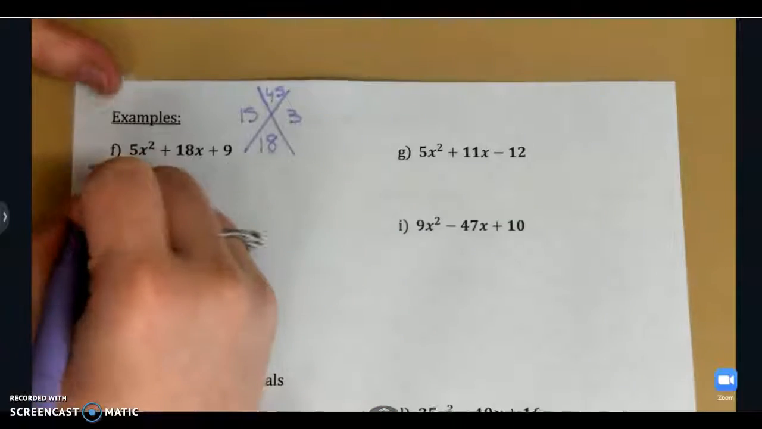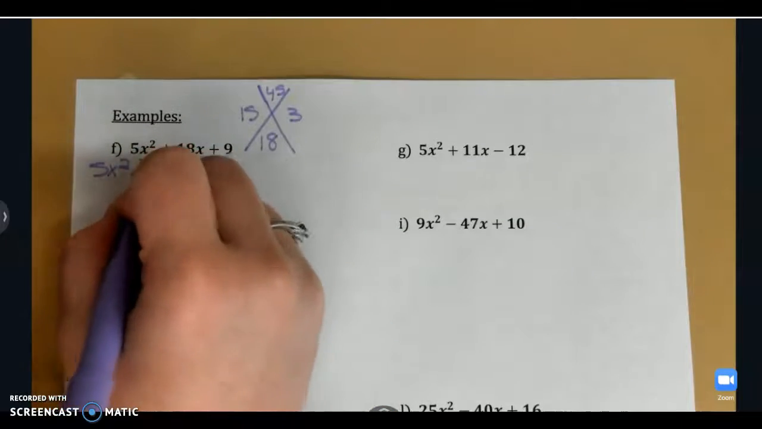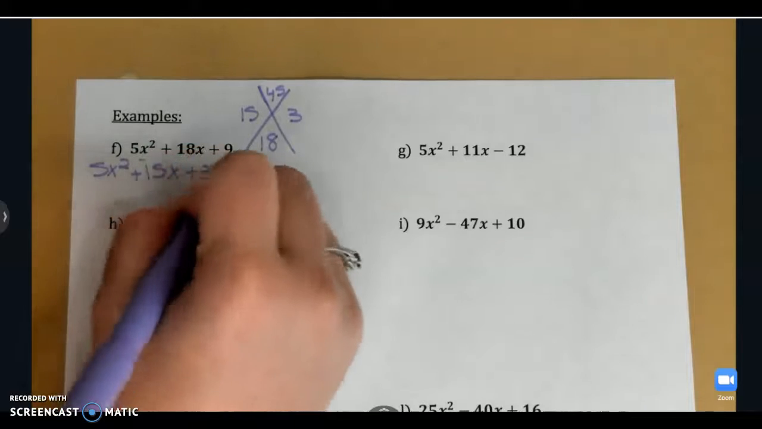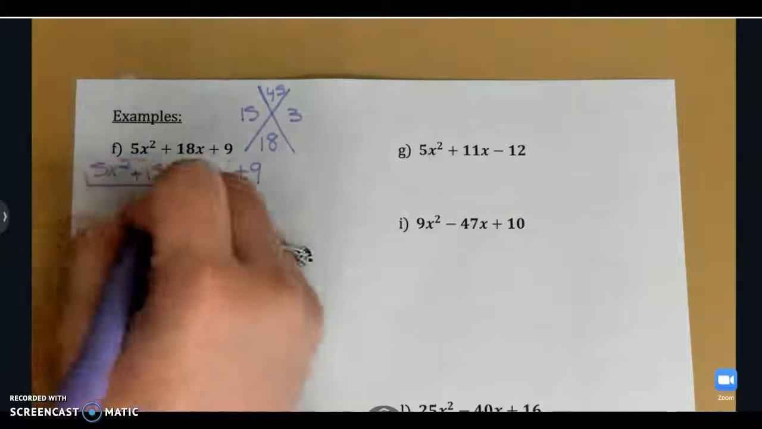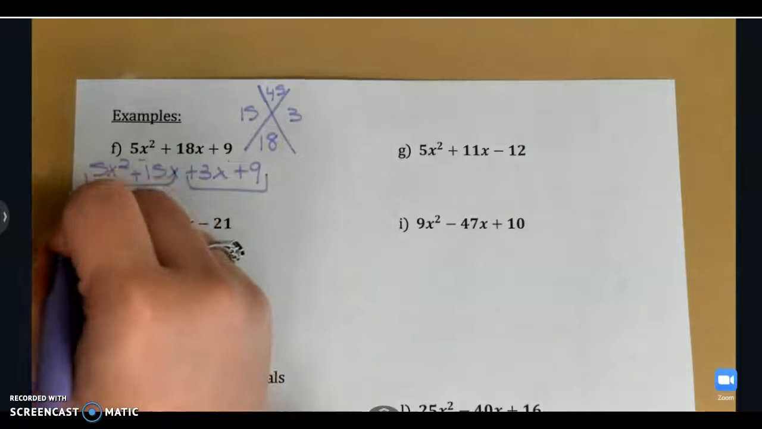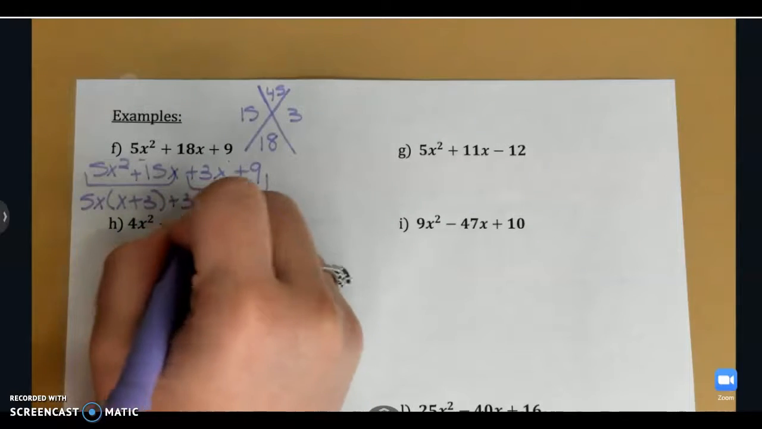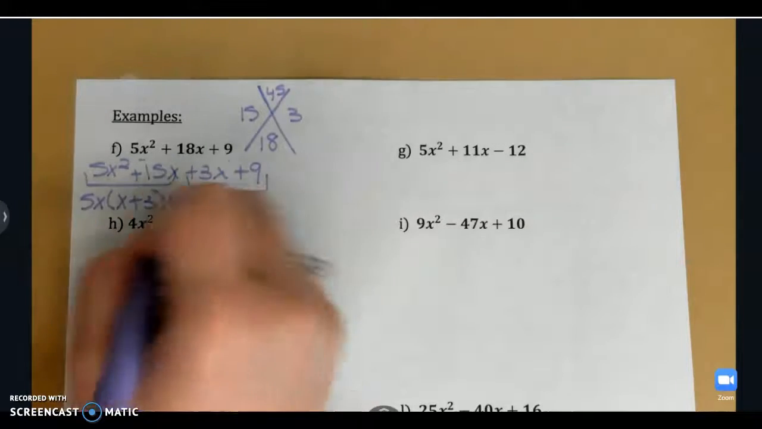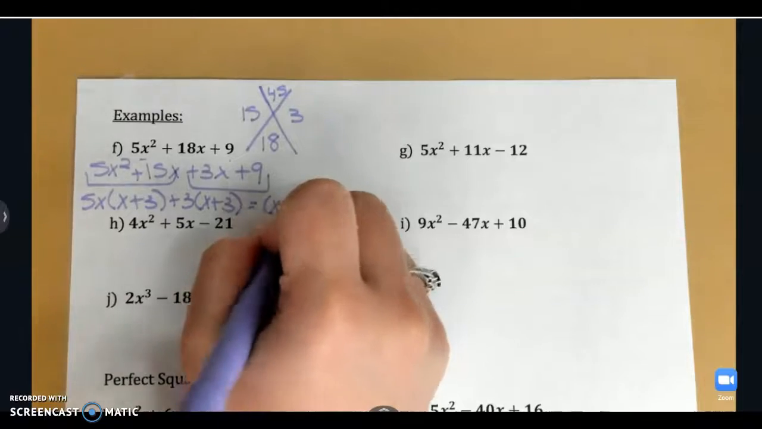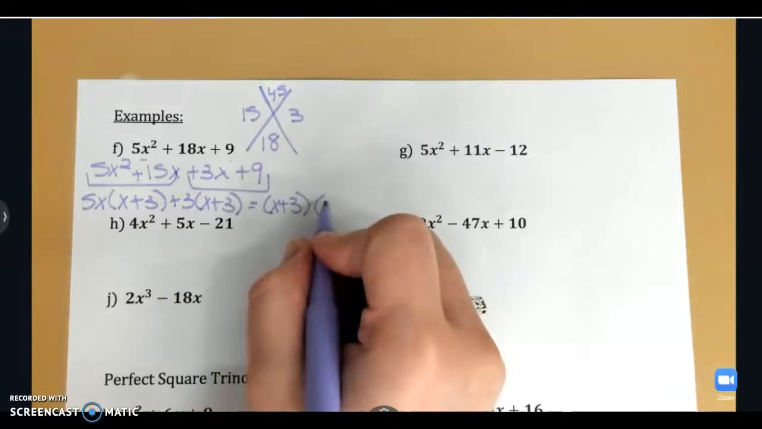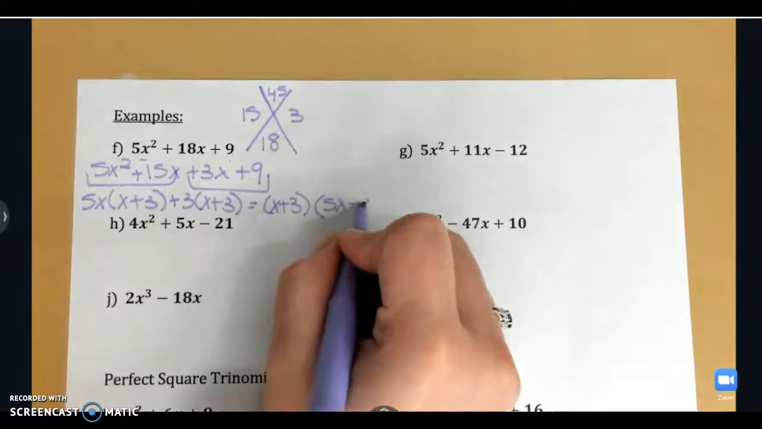So when I rewrite this, 5x squared plus 15x plus 3x plus 9, I'm going to factor by grouping. So I can pull out a 5x, I can pull out a 3, and so x plus 3 is the common factor. So it leaves me with 5x on the first term and 3 on the second term.